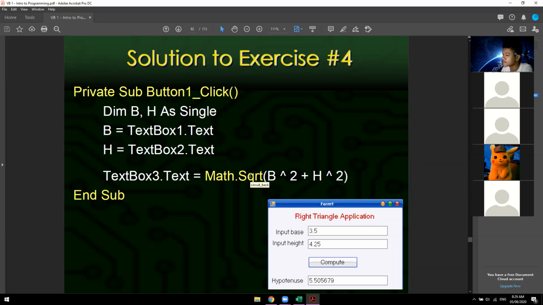Sir, what's the difference between Dim as Single and Dim as Integer? If it's an integer and you put 3.5 and 4.25, it won't take the decimals, 0.5 and 0.25. So what happens is it computes 3 squared plus 4 squared, only the whole numbers. As its name implies, integer takes only whole numbers, while Single accepts decimals.